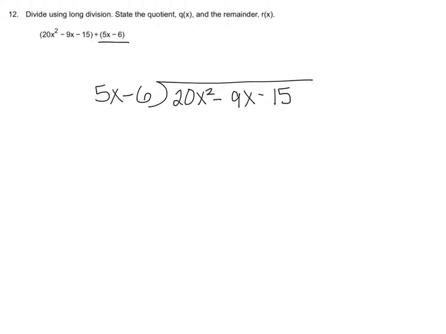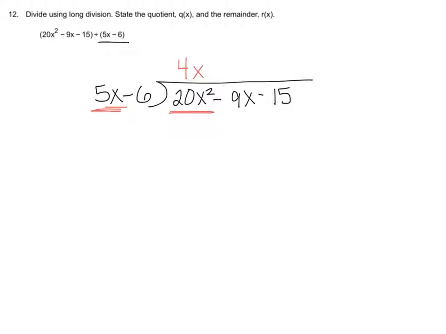To start the long division process, we're going to look at the first term of our divisor, which is a 5x. And then we'll also look at the first term in our dividend, which is a 20x squared. Now we're going to ask ourselves, 5x times what will give me the 20x squared? Well, I know that 5 times 4 gives me 20, and I also know that x times x gives me x squared. So 4x times 5x will give me that 20x squared.